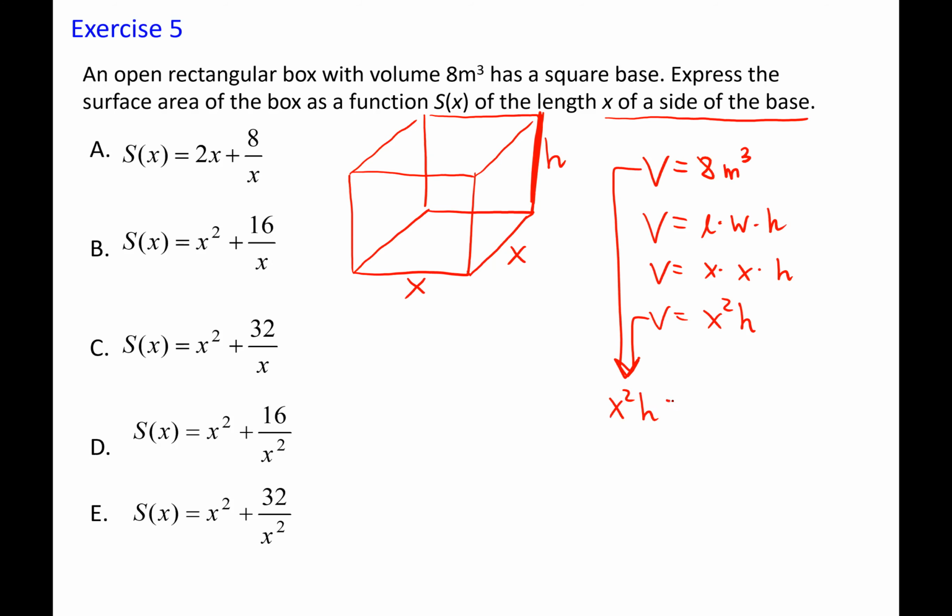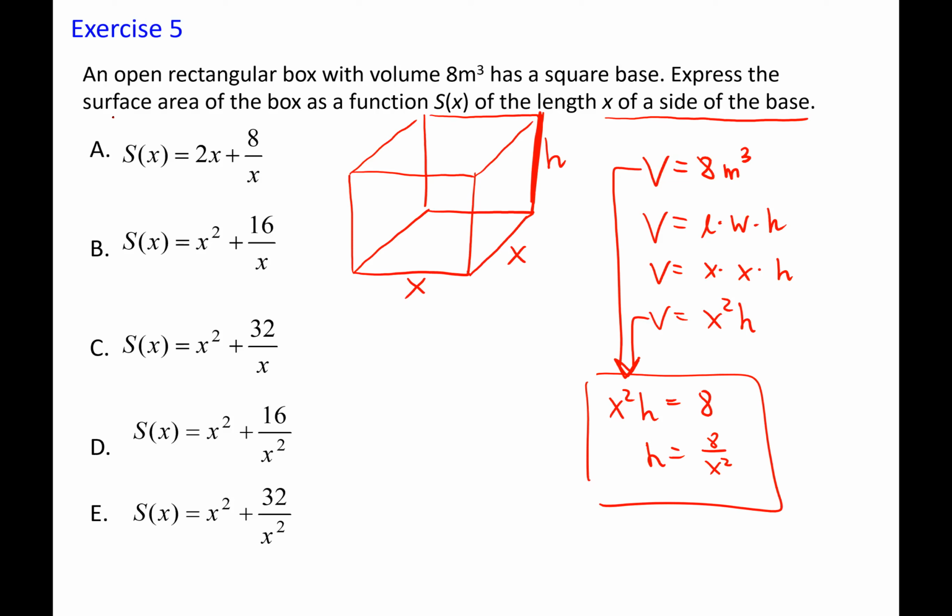X squared h is equal to 8. And possibly I can solve for h: 8 over x squared. Okay, that's just one thing. We have h in terms of x. That's what we will probably need.